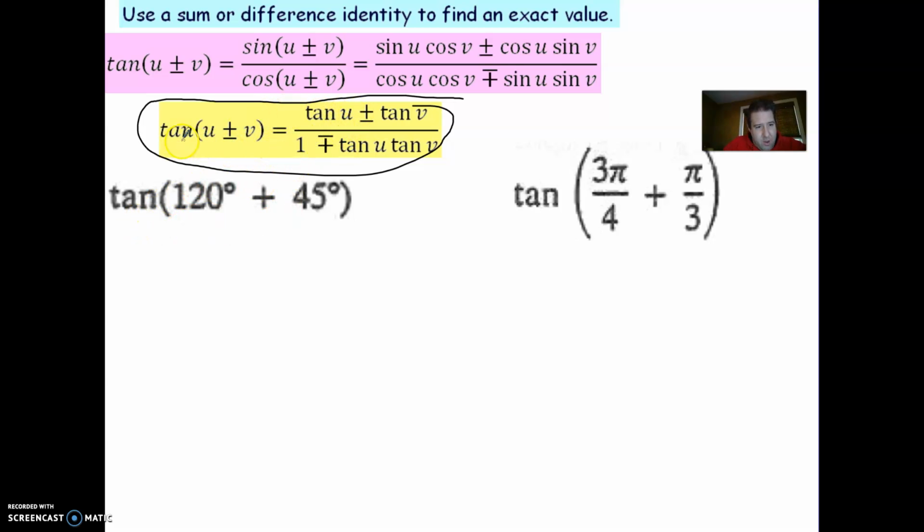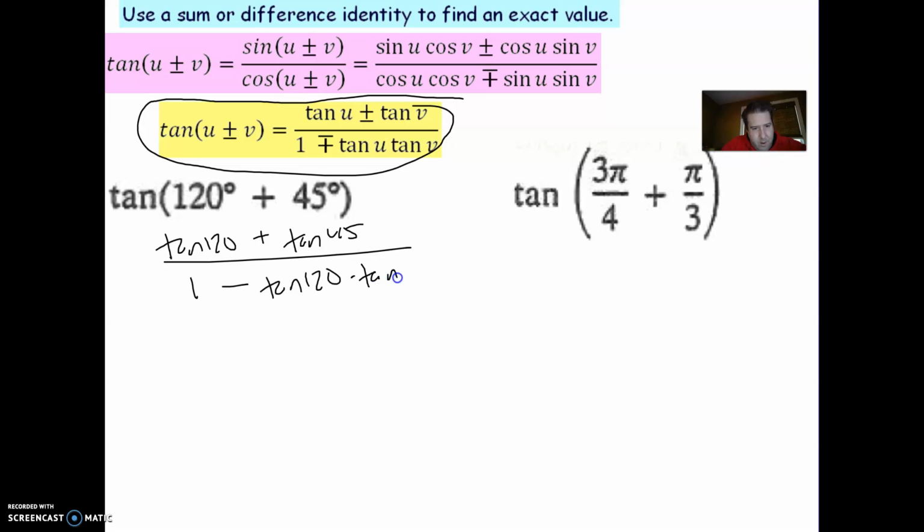So tangent of u plus v. Keep in mind that the top is sine and the bottom is cosine. So the top we're going to use exactly the symbol as it is, plus. And then on the bottom, we're going to use the opposite, which is minus. So one side should be plus, the other one should be minus on top and bottom. And if it was minus, then minus would be on top and the plus would be on the bottom. All right, tangent of u. So that's tangent of 120 plus tangent of 45 over 1 minus tangent of 120 times tangent of 45.